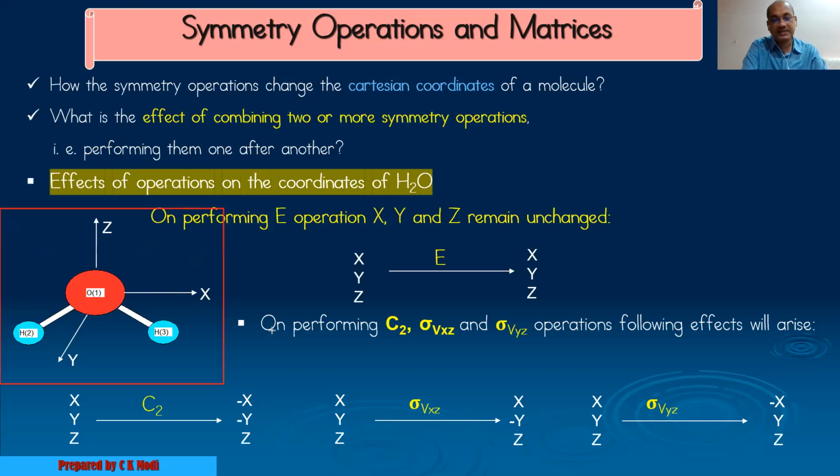This is my sigma v xz. So this plane itself we consider as the sigma v xz plane. It divides the molecule into two halves, both of which are mirror images of each other. And this sigma v xz consists of the x and z axes, which are situated in the plane. However, y is perpendicular to this plane, sigma v xz.